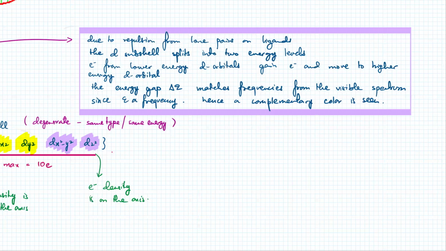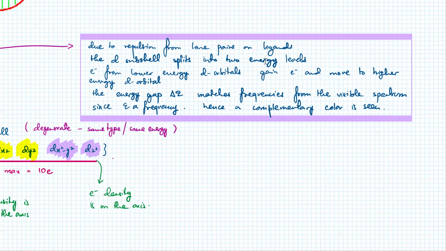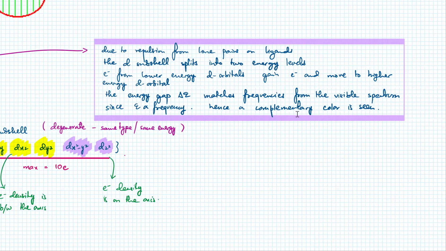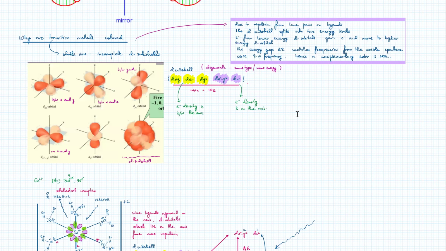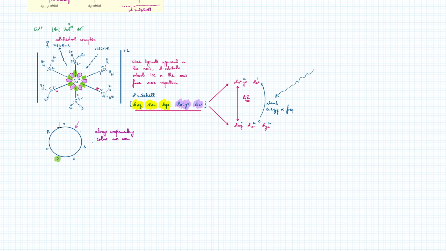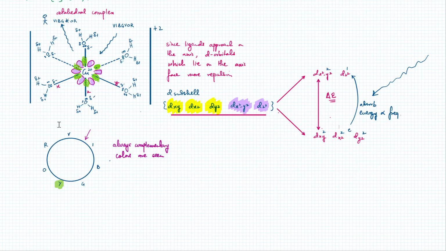So this is what we learned, that due to repulsion from lone pairs of ligands, the d subshell splits into two energy levels. Electrons from low energy d subshell orbitals gain energy and move to higher energy d orbitals. And the energy gap delta E matches frequencies from the visible spectrum. And since E is proportional to frequency, hence a complementary color is seen. ठीक है, ये सारों को clear? Is this clear? Yes, sir.